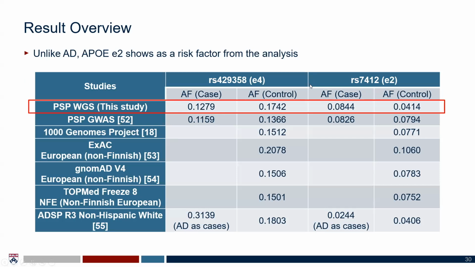Something interesting is that for APOE, if you still remember, E4 is a risk factor for Alzheimer's disease, and E2 is a protective factor for Alzheimer's disease. But in the PSP study, it's opposite. E2 becomes a risk: you can see the allele frequency of E2 in the case group is higher than in the control. And E4, on the opposite, again shows as a protective factor for PSP. I think that is quite interesting because there are some similarities between these two diseases, but why does this significant genetic factor for Alzheimer's show a different impact direction on PSP?